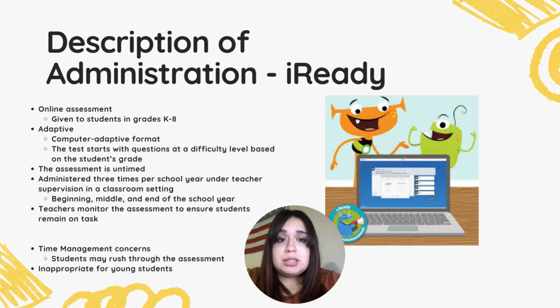The administration process for iReady includes scheduling the adaptive assessment, which is usually at the beginning, middle, and end of the school year. It is an adaptive test, so it's in a computer adaptive format. The test starts with questions at a difficulty level based on the student's grade. The assessment is untimed, but it is 100 questions. It is administered again 3 times per school year under teacher supervision in a classroom setting. Teachers monitor the assessment to ensure students remain on task.